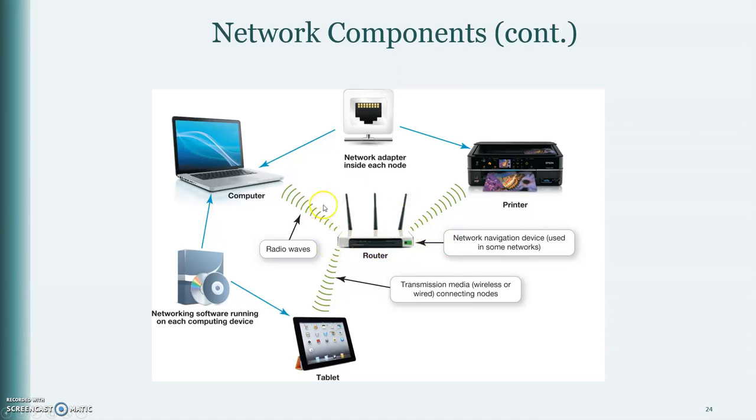This is the special hardware part of it, the router. We also have a network adapter that's inside each node, every single node. This is the special hardware that we use in order to have a network. And then this networking software is running on every computing device, whether it's running on your tablet or your computer, your printer. So this software is running, making sure that everyone can access the network.